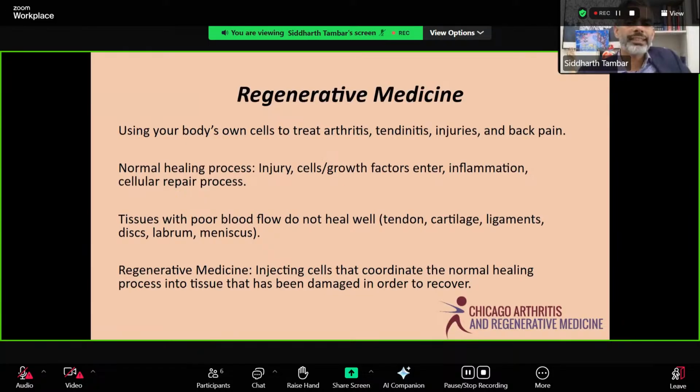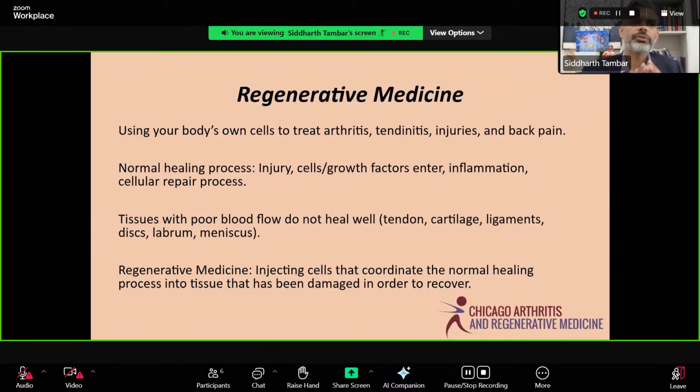So regenerative medicine is the process of using your body's own cells to treat your arthritis, tendinitis, injuries, and back pain. This utilizes the body's normal healing process. If you think about how the body normally heals after an injury, take something as small as a cut on your finger. You have cells that come into the area, platelets specifically. They first stop the bleeding. They then release growth factors, which then stimulate your local stem cells. Those stem cells then start by coordinating and bringing in other cells that then start a normal healing process.